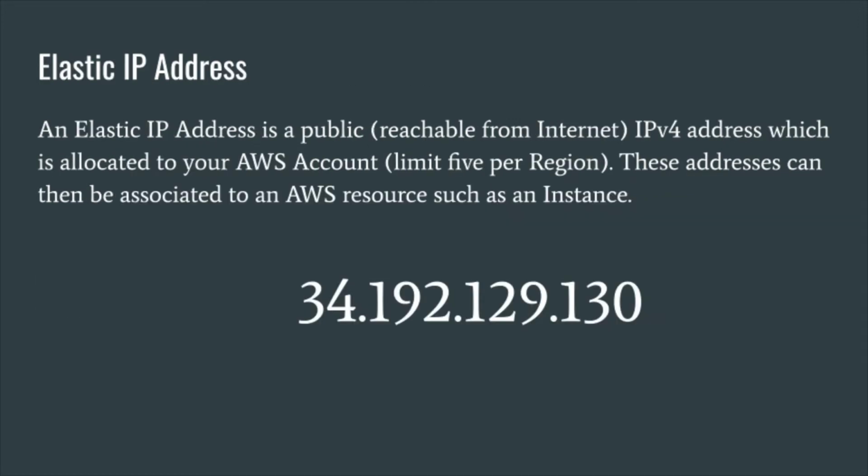An elastic IP address is a public IP version 4 address, which is allocated to your AWS account. These addresses can then be associated with an AWS resource such as an instance.